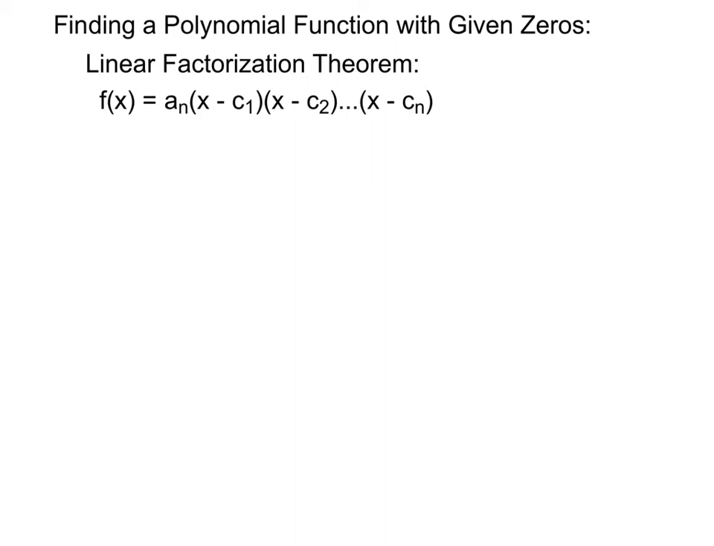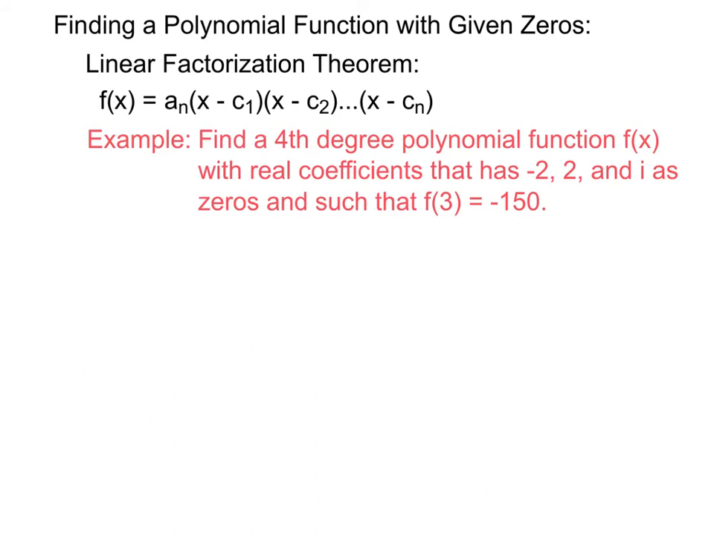We know that for any polynomial, f of x, we can write it as a sub n, where that a sub n is a constant, times each of the factors of that polynomial. So where c1, c2, all the way out to cn are zeros, we can write it as f of x is equal to a sub n, parentheses, x minus c1, parentheses, parentheses, x minus c2, parentheses, all the way out to x minus cn. So now let's apply this to a real example and see where that gets us.